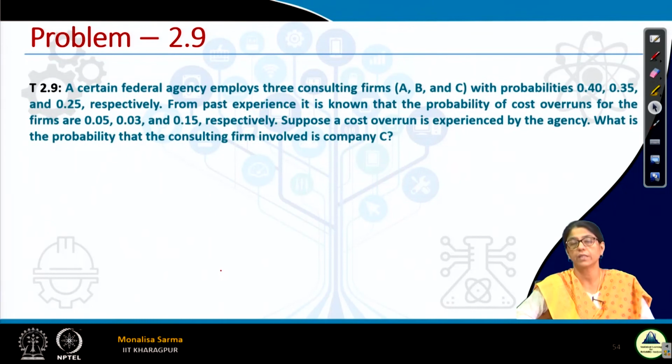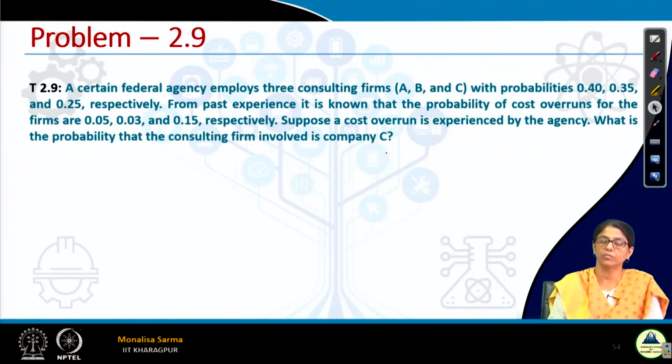So, each firm is used, first firm A is used 40% of the time, B is 35% of the time, C is 25% of the time. However, there is a cost overrun for A is 5%, cost overrun for B is 3%, cost overrun for C is how much? 1.5%, right? Sorry, 15%. Now, then suppose a cost overrun is experienced by the agency. What is the probability that a consulting firm involved with company C?